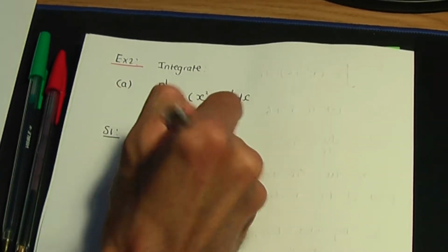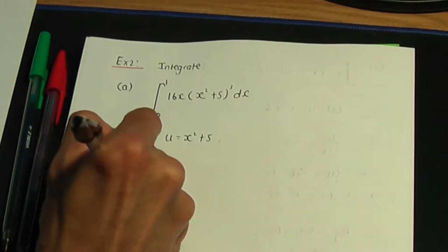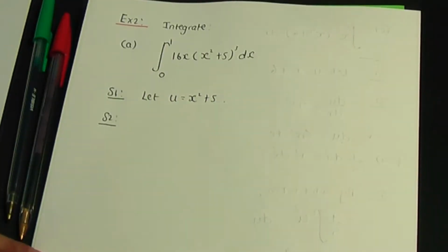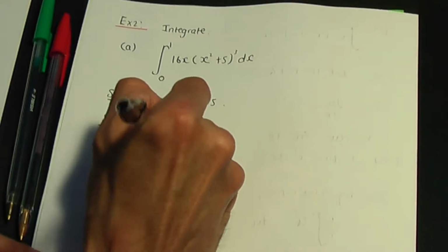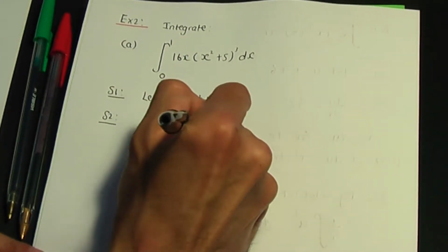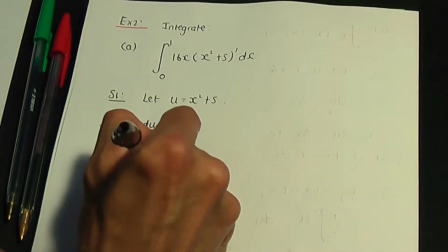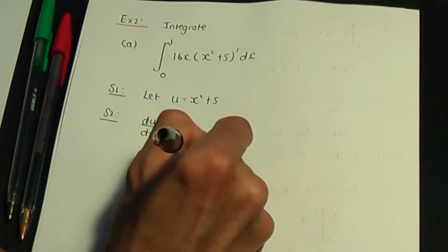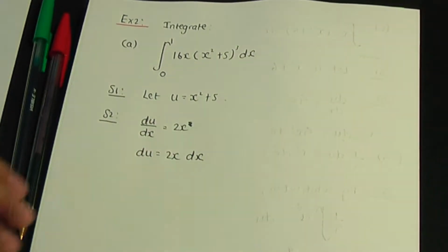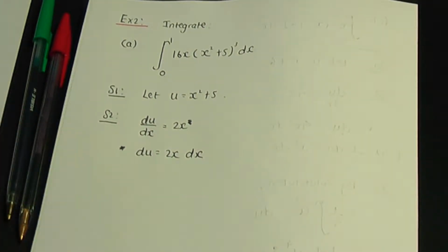I'm going to choose my substitution u to be x squared plus 5. And step 2 is the same as before. du by dx, I'm going to differentiate, that's 2x, okay? So du will be 2x dx. So let's stop and think.